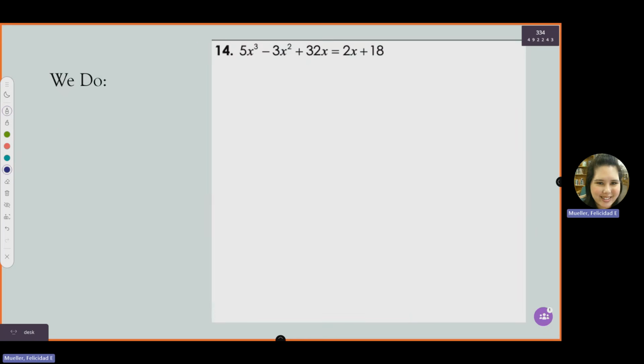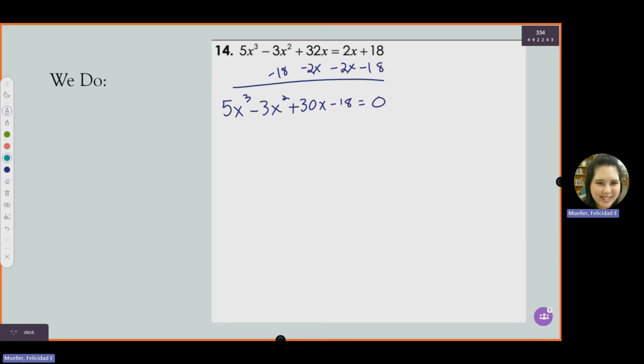Moving on to our next example that we want to look at together, we're going to take a look at number 14 together, for those of you who have the handouts. This is going to be more of a polynomial, so we're going to subtract 2x from both sides. We're going to subtract 18 from both sides. We're left with 5x cubed minus 3x squared plus 30x minus 18 equals 0.